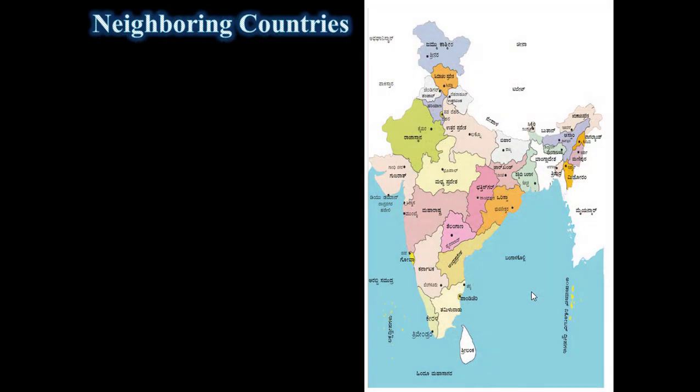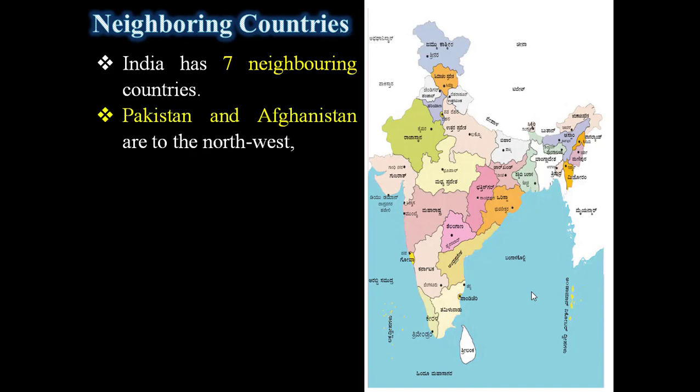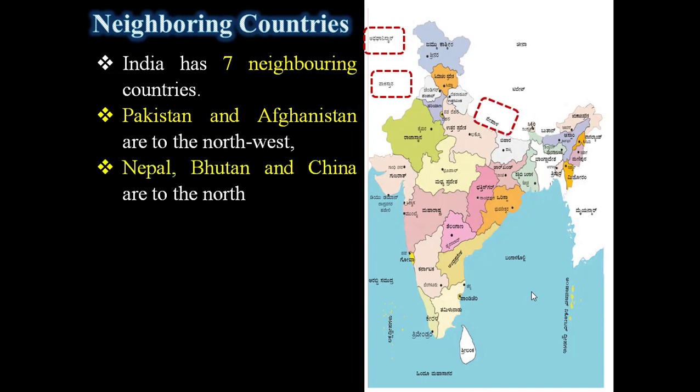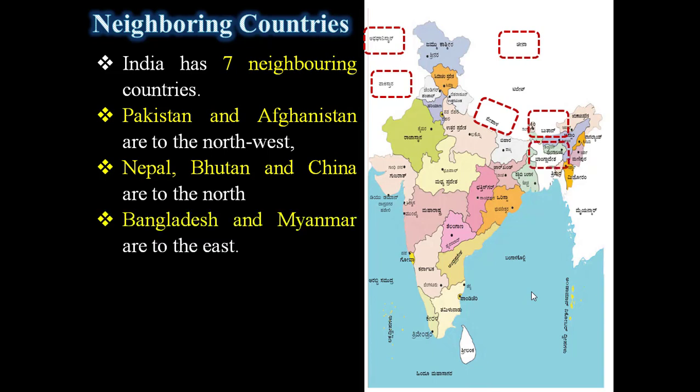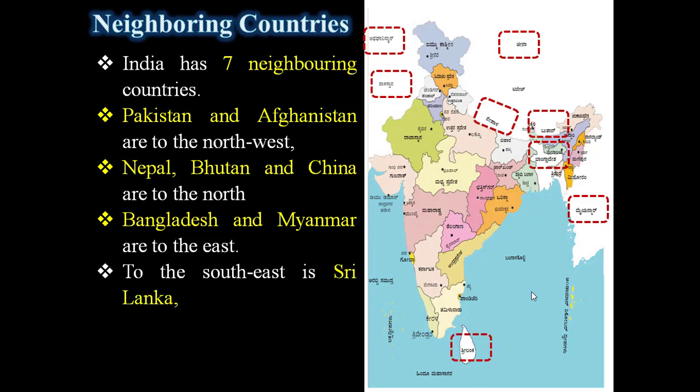Let's come to the neighboring countries of India. India has 7 neighboring countries. Among them, Pakistan and Afghanistan are to the northwest, whereas Nepal, Bhutan and China are to the north. Bangladesh and Myanmar are to the east. To the southeast is Sri Lanka.